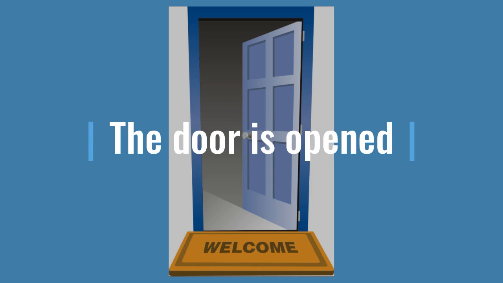I want you to look carefully at this picture. So obviously there is a door and the door is opened. Do we know who did the action of opening the door? No. Do we care who did the action? No. So this is where exactly we use the passive, when we don't know who did the action.